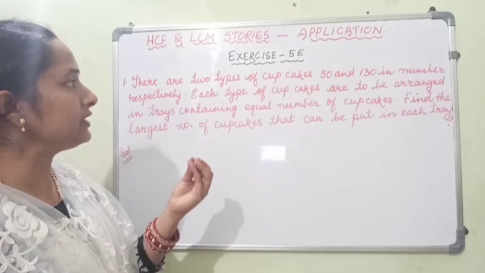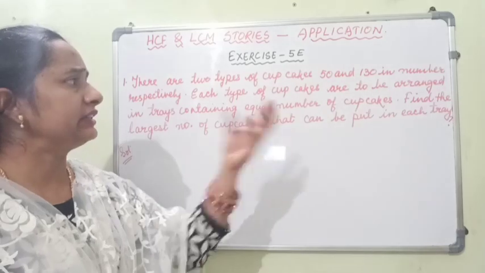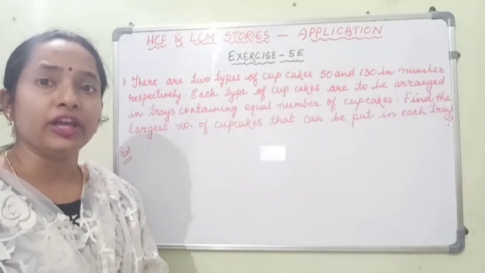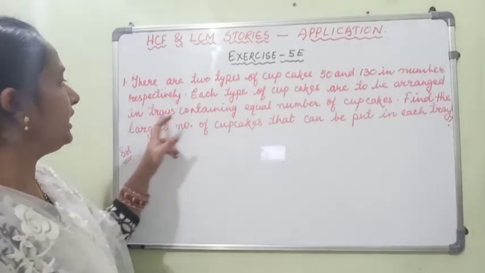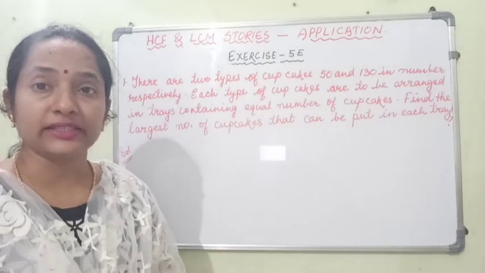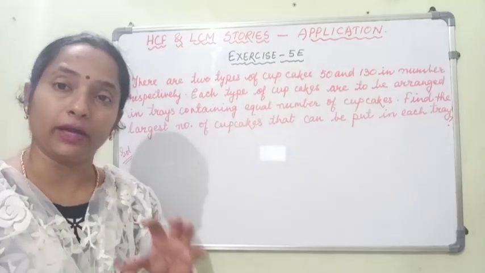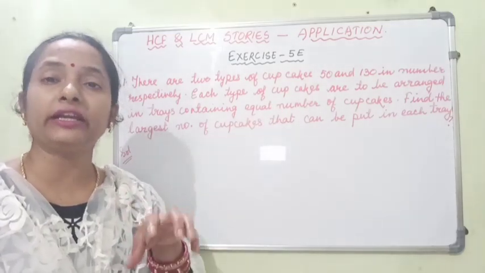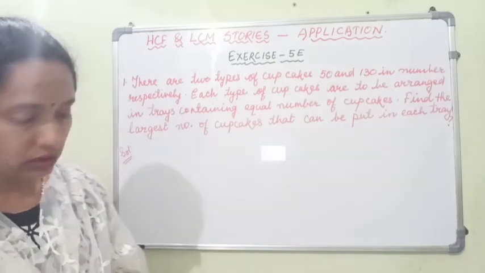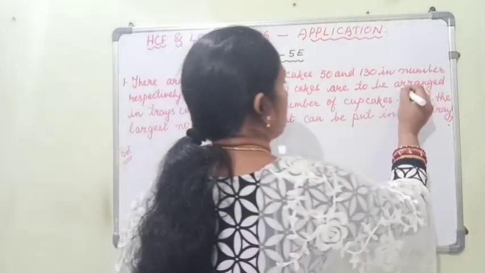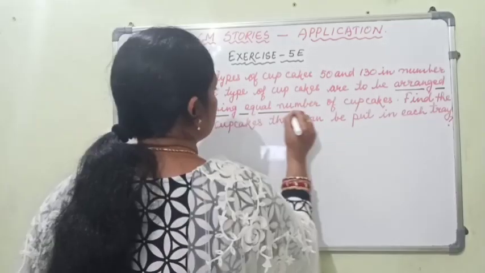Here you have some cupcakes, where one type is 50 and the other type is 130, and you have to arrange them in trays where the trays contain an equal number of cupcakes. This means you have to arrange them in such a way that every tray has an equal number of cupcakes. This means equal distribution. So this is one of the most important keywords that you have to go through.